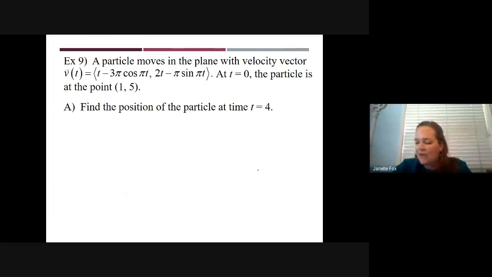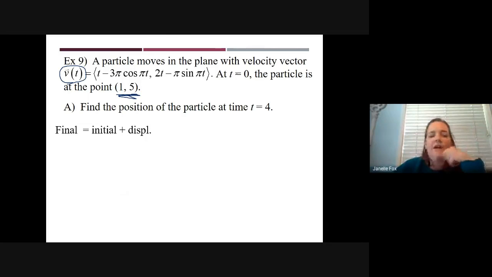So example number 9 is, again, starting us with the velocity vector, folks, the velocity vector. And here it is. Okay, they just made it up. At time 0, the particle is at the coordinate. Folks, this is an initial position right here. Oh, okay, I see. I'm going to use that in a minute. Find the position of the particle at time 4. So we're starting at time 0. We're going to time 4. What is happening? Okay, we are going to find the initial plus the displacement.